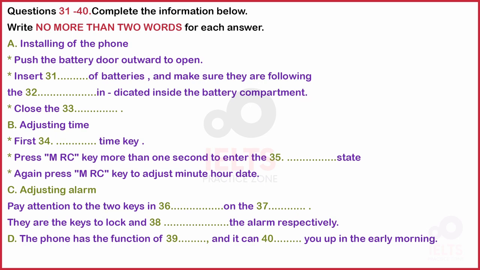Now it comes to adjusting alarm. Press alarm key to enter the 3 states of A1, A2, A3. Pay attention to the 2 keys in the corner on the right hand. They are the keys to lock and unlock the alarm respectively. Press MRC key to enter the adjusting procedure. And have you seen the second digit begin to flash? Yes, I think I should repeat this action, yes? Yes. Press MRC key again to adjust minute and the on-off of the alarm. By now you own a phone with a clock that can wake you up in the early morning.